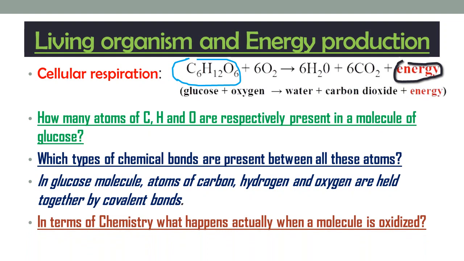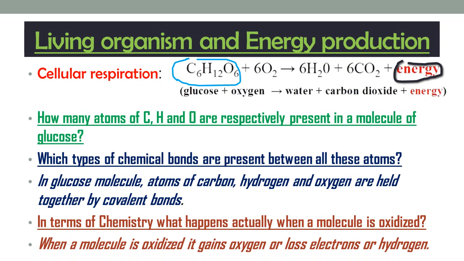That means when a glucose molecule is oxidized, or reacts with oxygen, what will happen? When a molecule is oxidized, it gains oxygen. That means it reacts with oxygen, and electrons or hydrogen are lost from the molecule, and energy is released during this oxidation process, because the loss of electrons is happening.